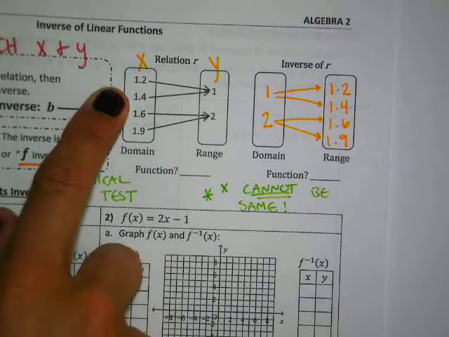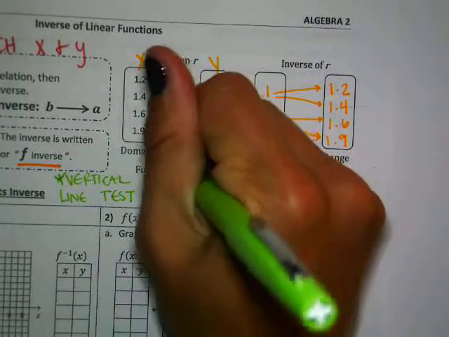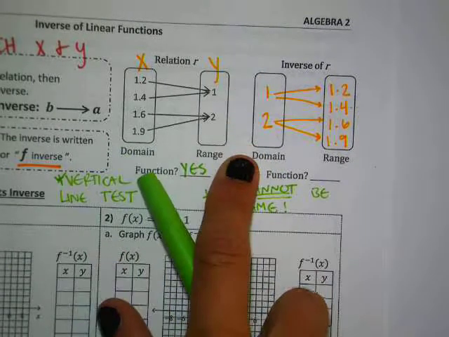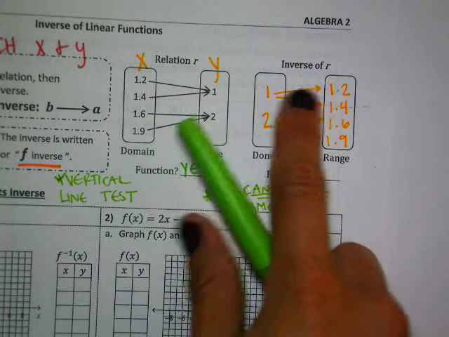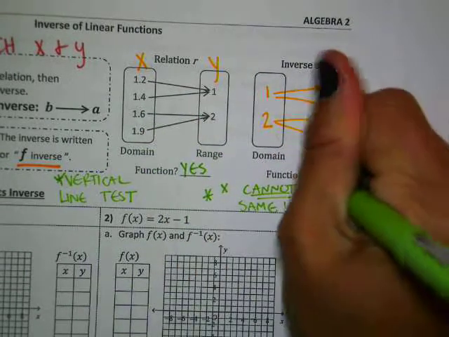So here, do any of these x values repeat? No. So is it a function? Yes. What about on the inverse? Do those x values repeat? Yes, because you see the two arrows coming from it is like it repeating. So is that one a function? No.